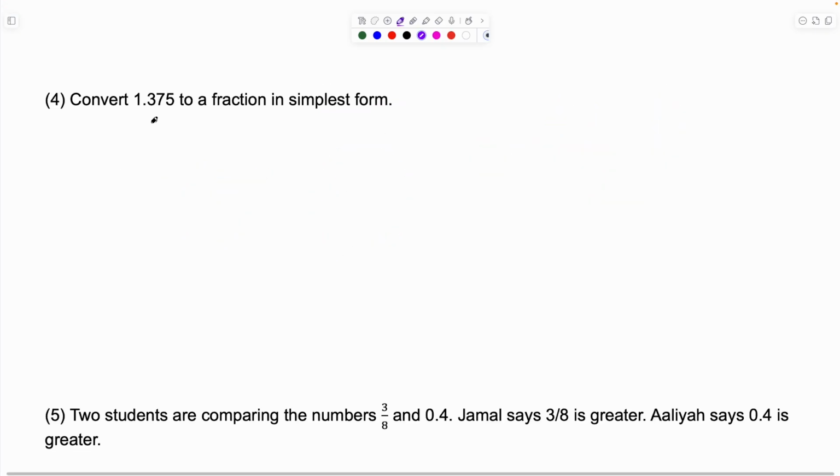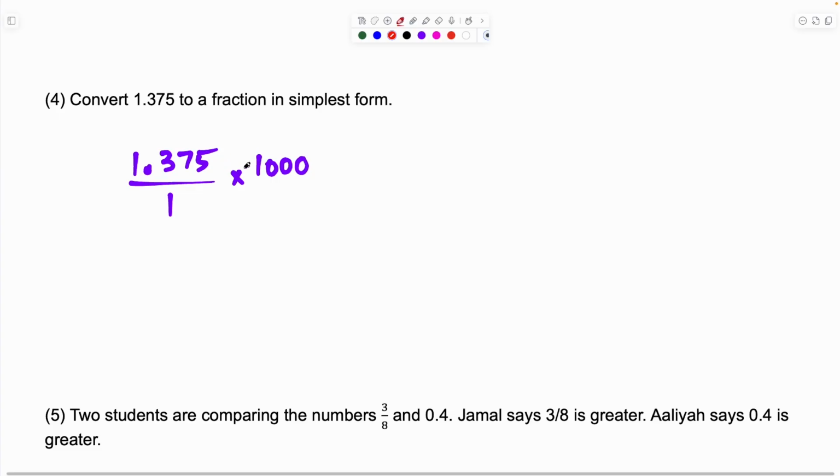Question 4, we're going to convert 1.375 to a fraction in simplest form. So if I want to express this decimal as a fraction, first what I could do is write this decimal 1.375 as this value here over 1. And if I want to turn this into a fraction in simplest form, I want to get rid of the decimal. So I notice there's 3 digits to the right of the decimal. So I would multiply by 1,000, which is a 1 with 3 zeros. And another way to see this is we're going out to the thousandths place.